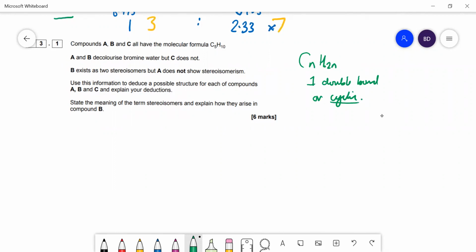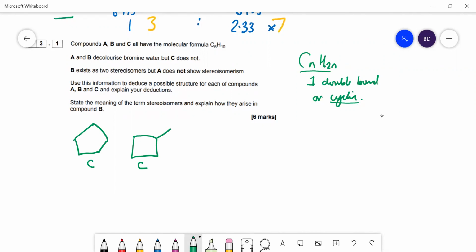Okay, cyclic alkanes, which are saturated, have that formula CnH2n. A and B decolorize bromine water, but C doesn't. So C doesn't decolorize bromine water. There's no double bond there. So C has got to be cyclic, so it could be cyclopentane. That is a reasonable suggestion. Or you could have methyl cyclobutane. Either one of those would be fine.